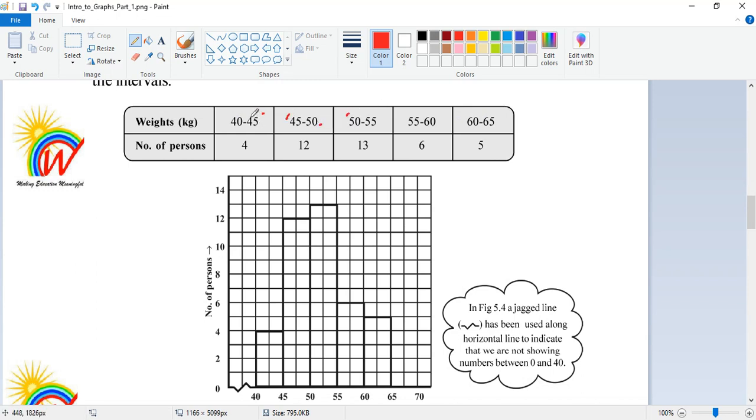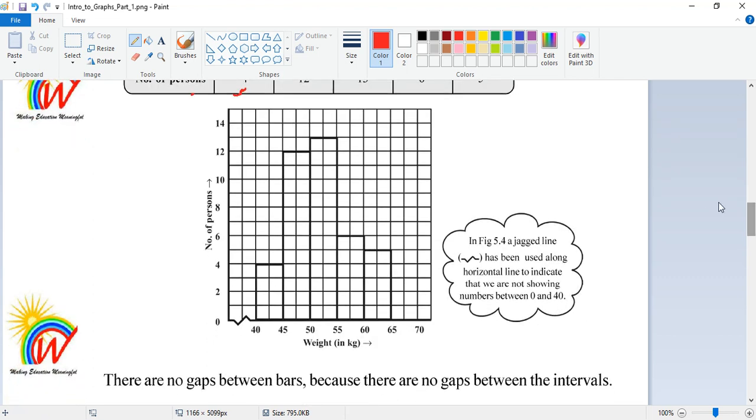For 40 to 45 there are 4 people in this range. There are 12 people in the range 45 to 50, and 13 in 50 to 55, and 6 in 55 to 60, and 5 in 60 to 65. Then you draw a bar graph. See, the weight is on the x-axis and the number of persons is on the y-axis.